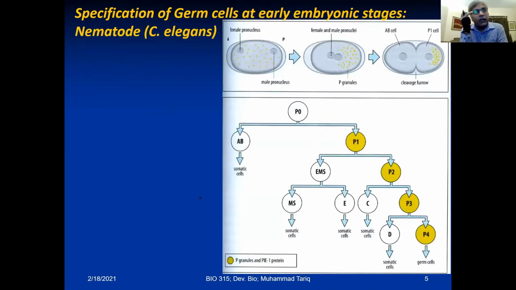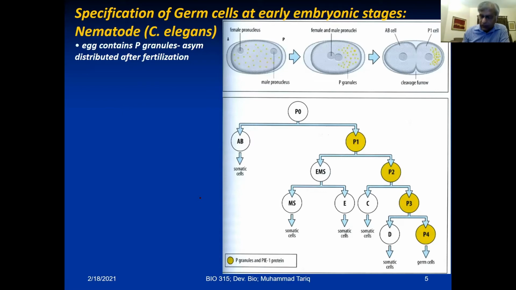Let's look at organisms other than fruit fly. This is C. elegans. In the case of C. elegans, we have the female pronucleus and the male pronucleus. This is just the stage where fertilization is taking place. So the male and female nuclei fuse. And now you can see these yellow ones, which we know as P granules.